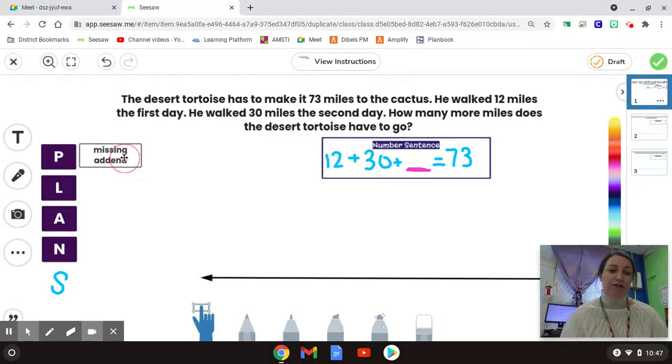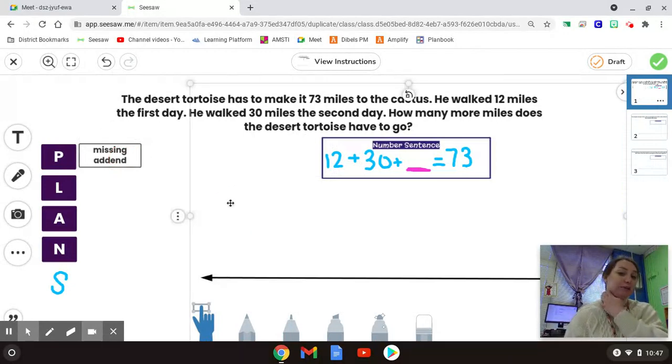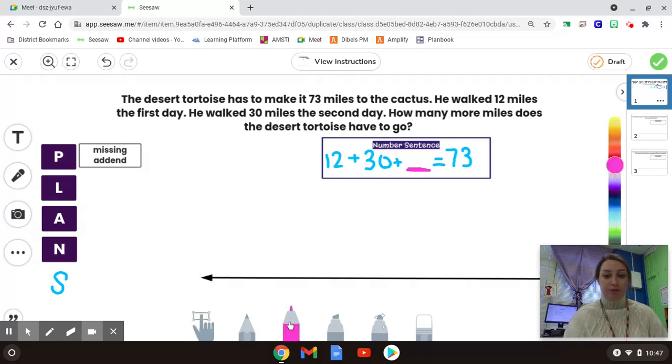So I'll put that for my first part, and then we're going to have to do something else. We also need to label our problem. So let's go through and label this problem. We know that he has to make it 73 miles. We know that he's already been 12 miles, and he's already been 30 miles. We have to know how many he went on the last one.